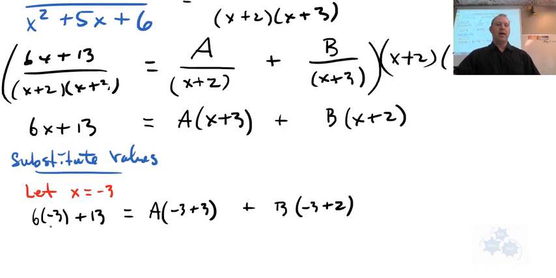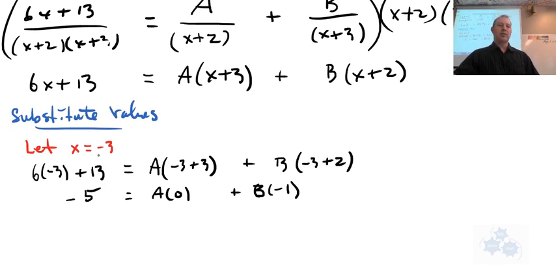Simplifying this, we have negative 18 plus 13 is negative 5, and we have a times 0, and we have b times negative 1. Now, why did I choose x equals negative 3? Yeah, to take out a, right? Because a is now gone. It's nice to be able to solve for just b. So, negative 5 equals negative b, so we have b equals 5.